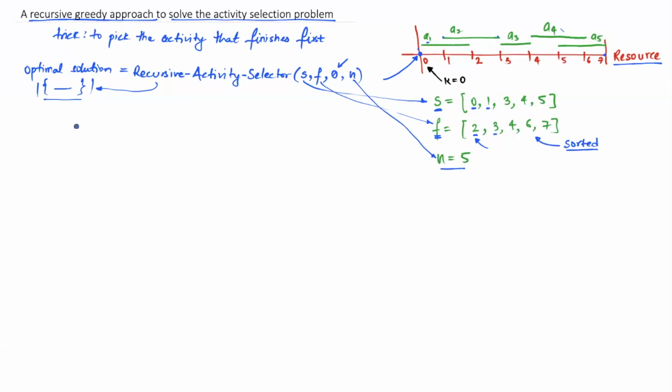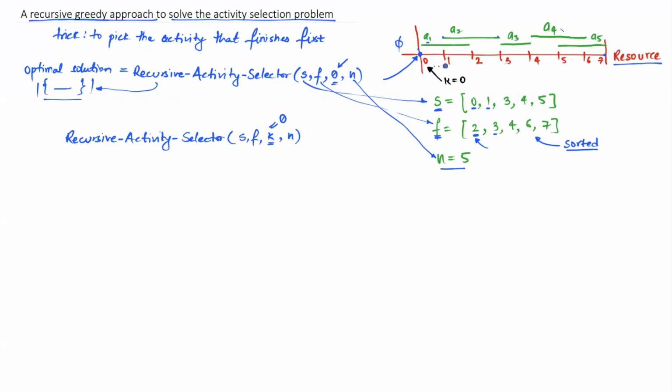Now let us design this method, recursive activity selector, that takes S, F, and let's say we keep this dynamic using a variable called K, N as input. Now the first thing we want to do is, after this time K as input, which will initially be 0, we want to find the first activity after time point 0 that is compatible with all the previous activities. In this case, the previous activities are null, but we want to find the first activity that is compatible and that also has the minimum finish time.